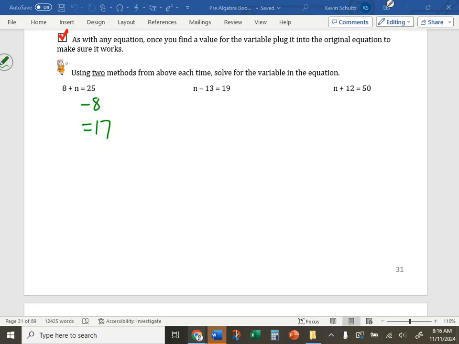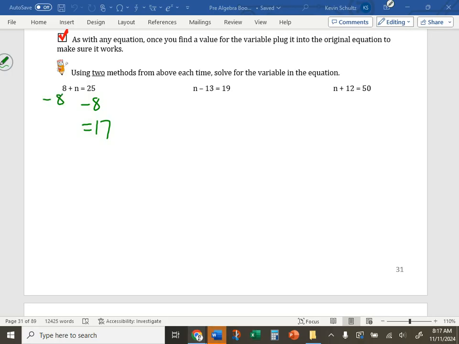You're supposed to do the opposite, right? What sign does this 8 have on the left side? Positive. How do you turn a positive 8 into 0? Opposite. By subtracting 8, right? 8 minus 8.